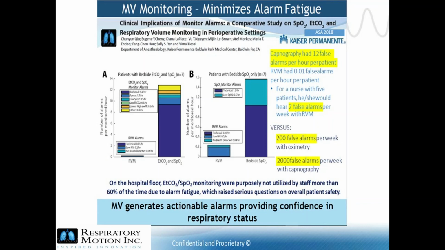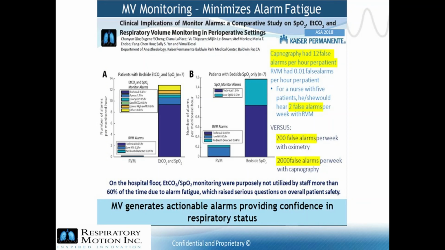false alarms per hour. When you have a nurse that has 5 patients with the ExSpiron, they would hear only 2 false alarms per week versus 200 false alarms per week with pulse oximetry and 2,000 false alarms per week with capnography.